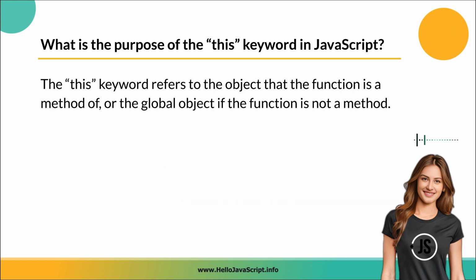This is the correct way to answer this question. The this keyword refers to the object that the function is a method of, or the global object if the function is not a method.